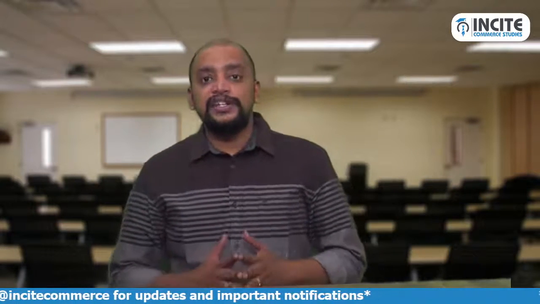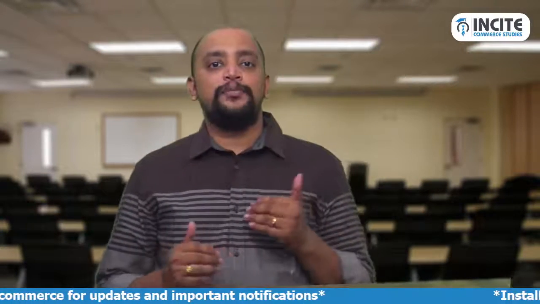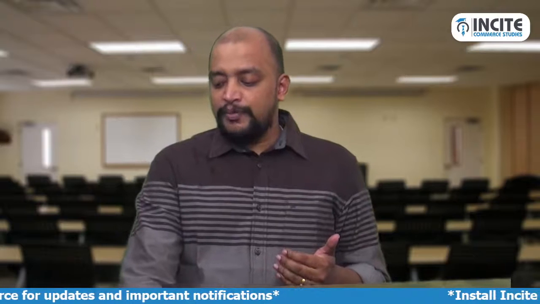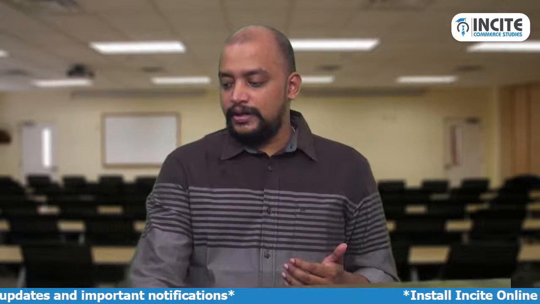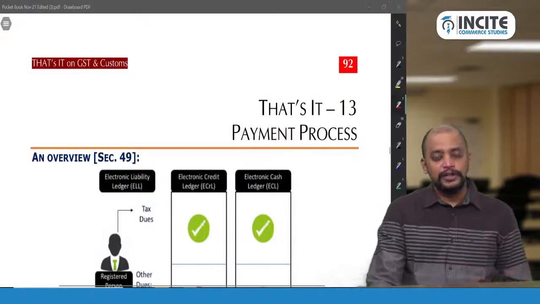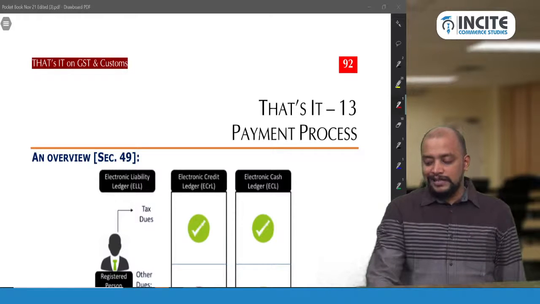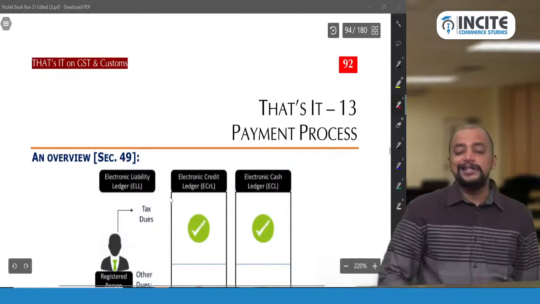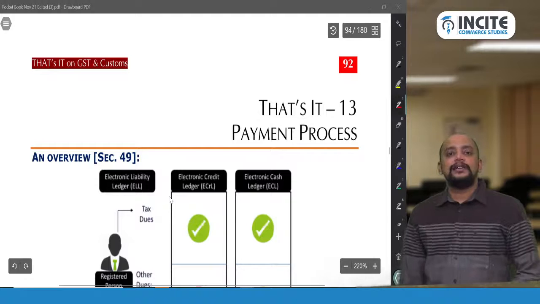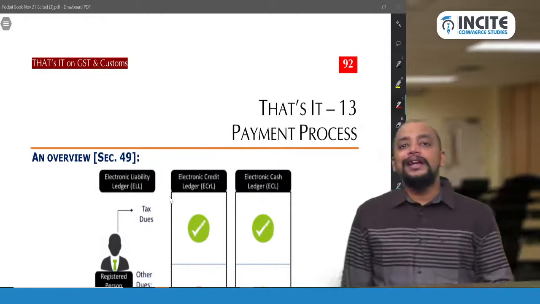Page number 92, that's it. 12, payment process. Payment process is one important topic because for the coming exams we have some good amendments in that area, that is related to rule 86B.